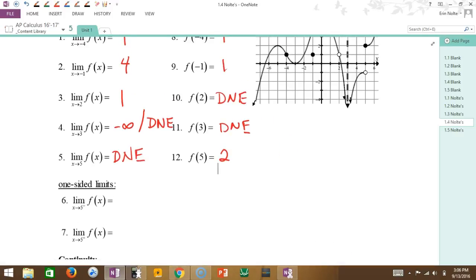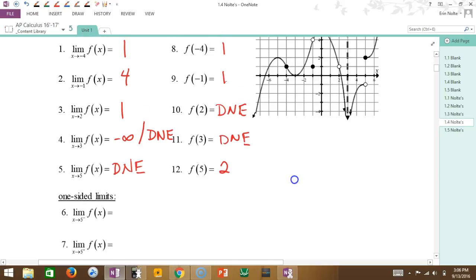Okay, so do you guys remember what one-sided limits are? One-sided limits are from either the left or from the right. This little notation with the minus means coming from the left, and the plus means coming from the right.